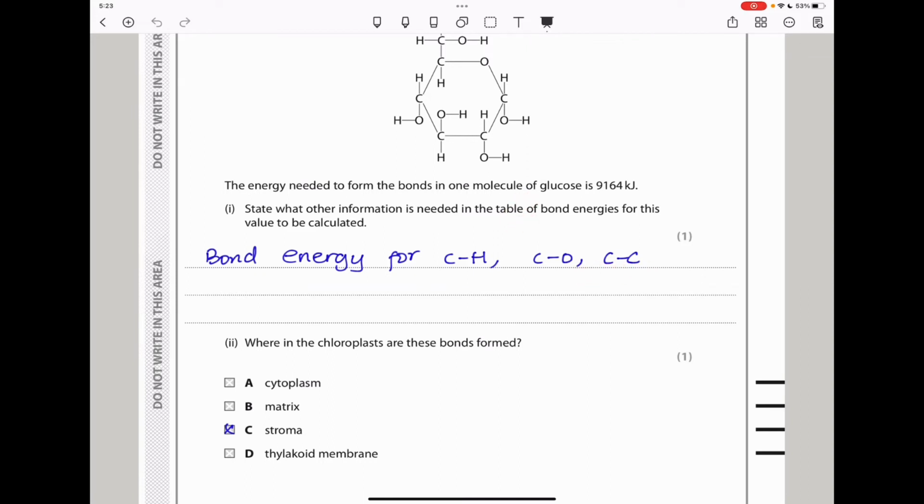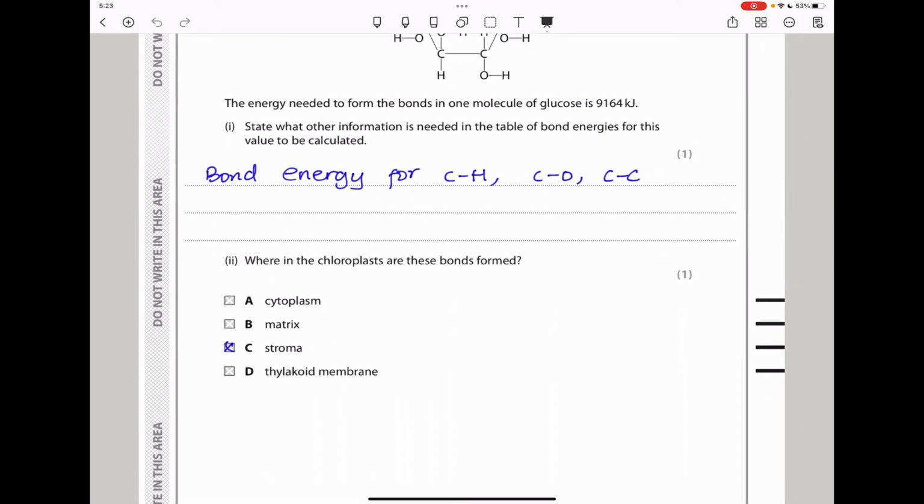Remember, the carbon-oxygen bond is broken in carbon dioxide, and the carbon-hydrogen bond, carbon-oxygen, carbon-carbon bonds are going to be formed, as well as oxygen-hydrogen. So that will require some energy, or you can use that to calculate the energy that is required. So here they ask, where in the chloroplast are these bonds formed?